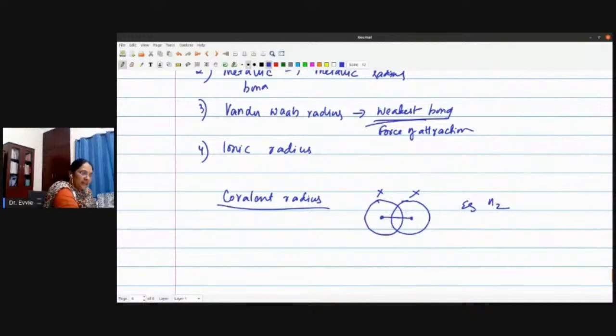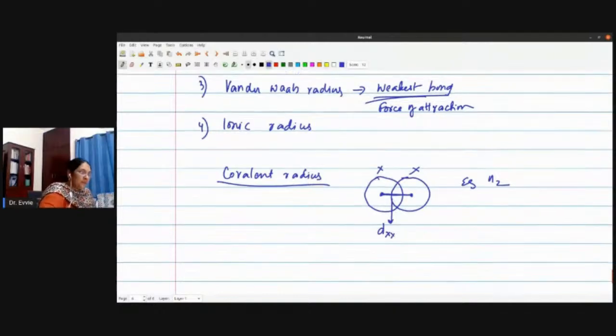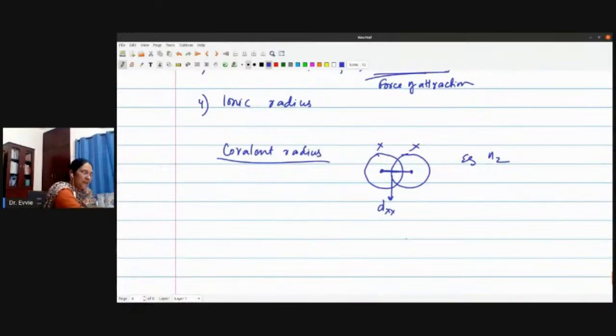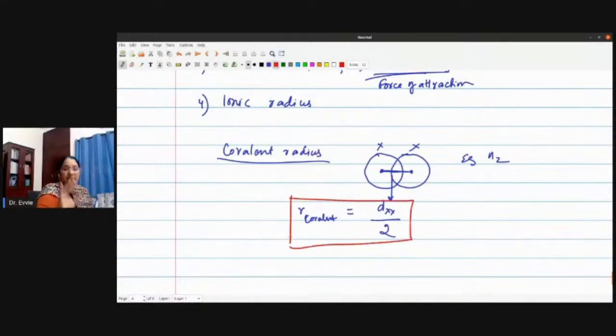Now for such a thing, how do I calculate the radius? This will be the distance between one nucleus and the other nucleus. So this is called dXX, the distance between the two atoms. It is also called the bond length, which we will study in detail later. So how do I find the r of the covalent bond? The radius of the covalent bond here will be equal to dXX by 2. This is how I find the radius. First, let us see how to calculate the radius, then we will see the trend.